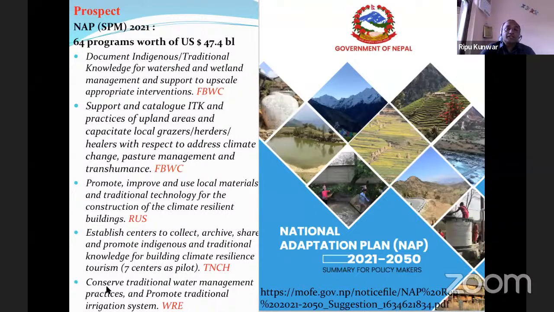There are 11 thematic sectors in the National Adaptation Plan, and the second one is directly related to ethnobotany. The medicine comes under forest biodiversity conservation. This is one of the programs out of the 11 mentioned within the map.